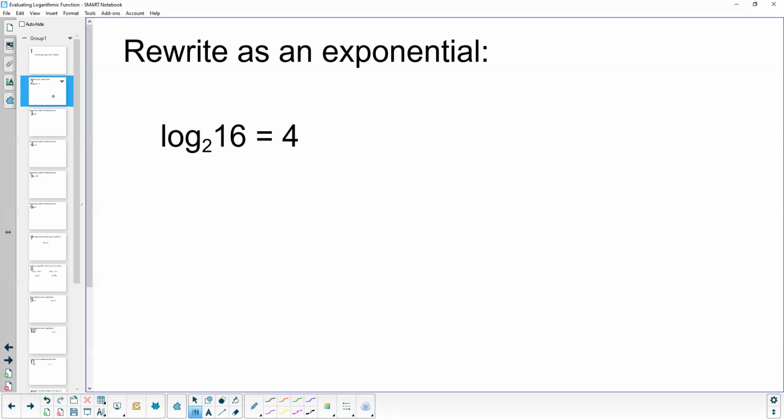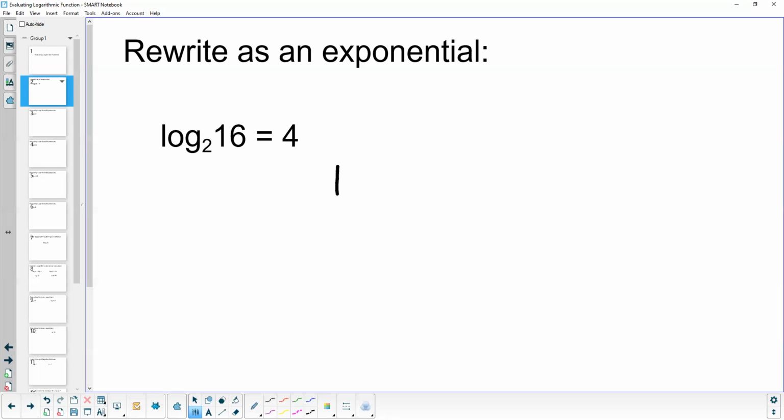How many times do I have to divide 16 by 2 until it becomes a 1? 4 times. 16 divided by 2 is 8. That's the first time. 8 divided by 2 is 4. That's the second time. 4 divided by 2 is 2. That's the third time. And 2 divided by 2 is 1. There's our fourth time. So what we want to do is be able to rewrite those as exponentials.